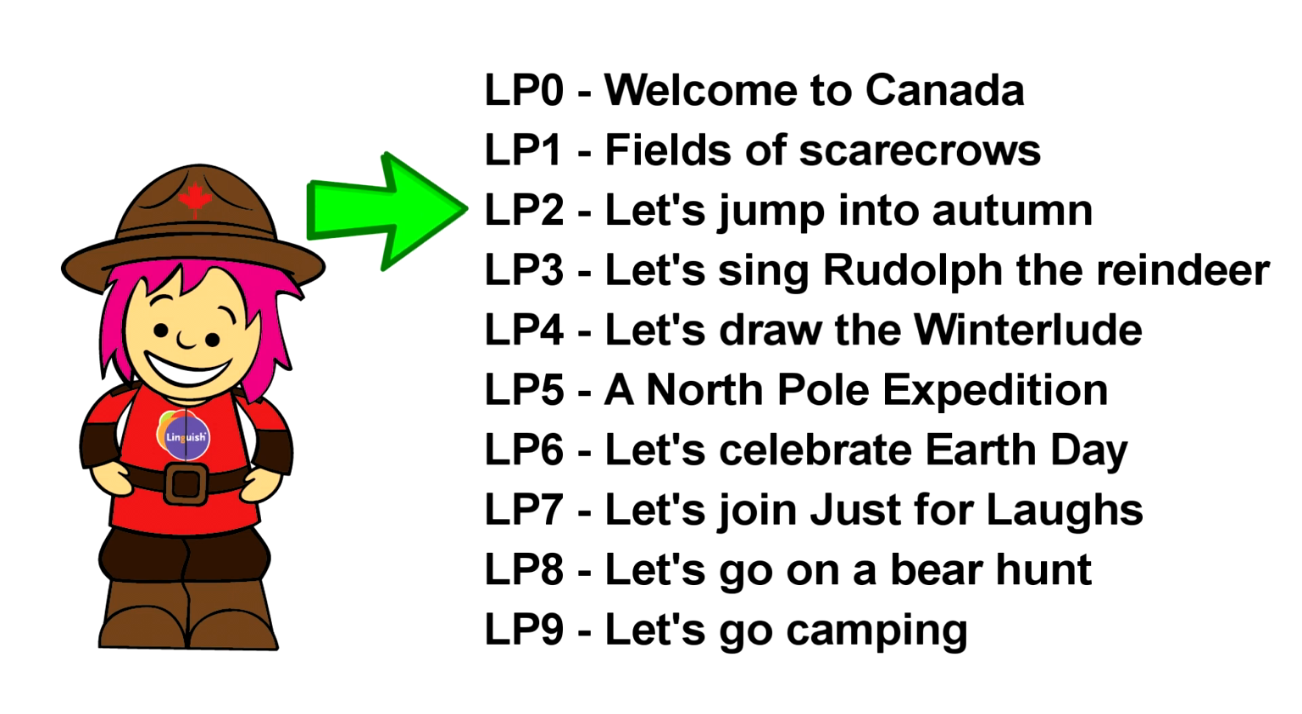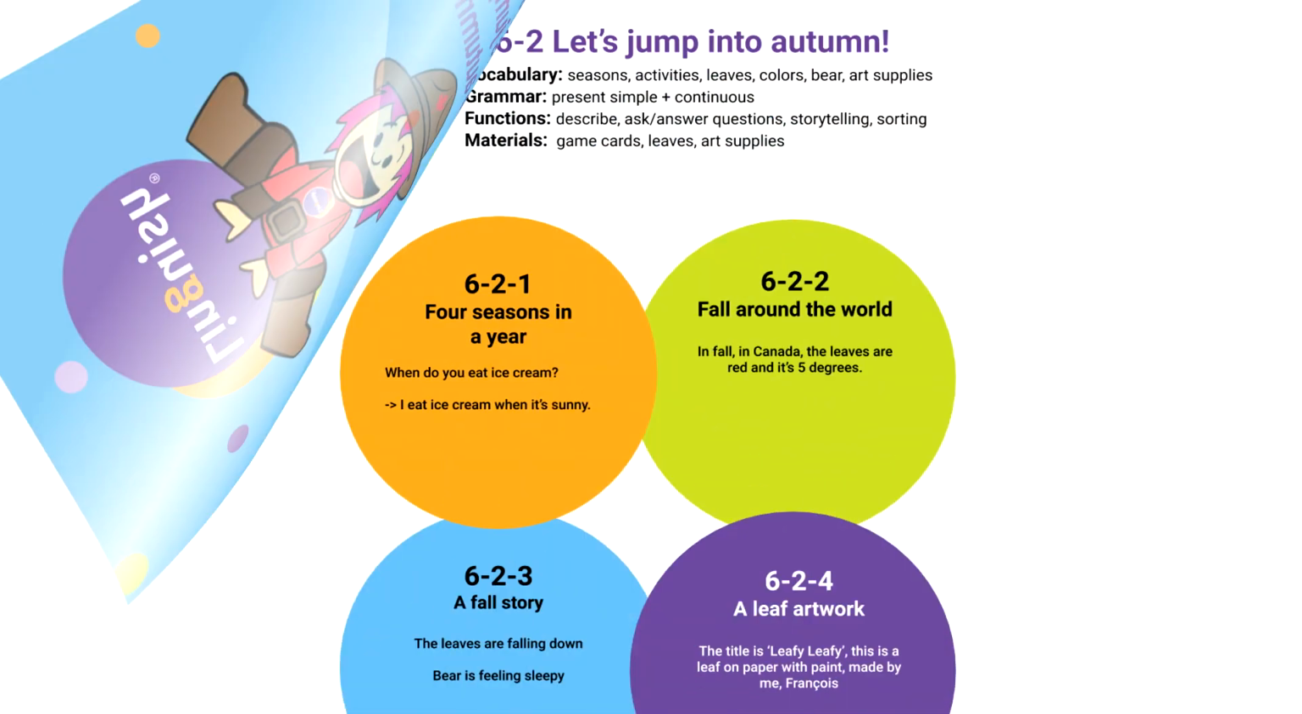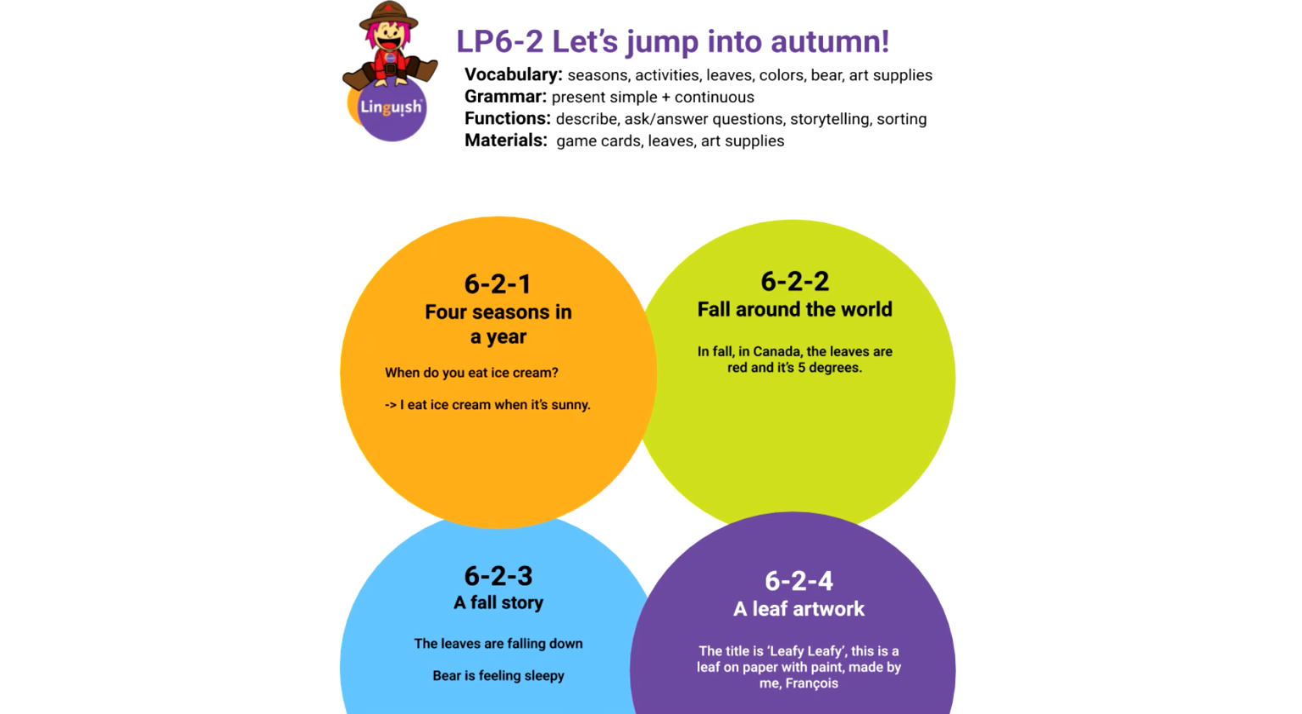Let's say Project 2, let's jump into autumn. This is a Canada project, which is country number 6 in our system. And in all the projects the kids see this year, this one is project number 2. This is why the title states LP62, country number 6, project number 2.